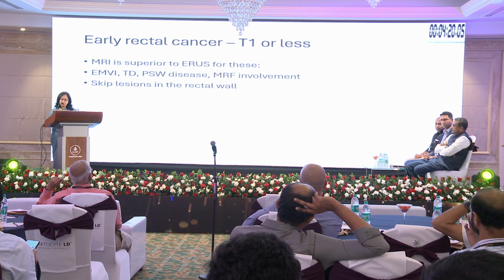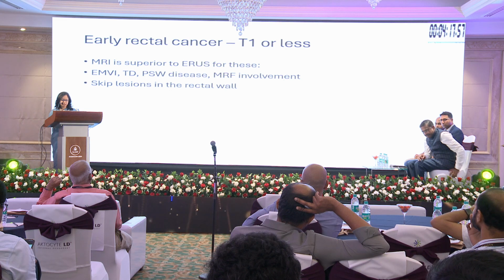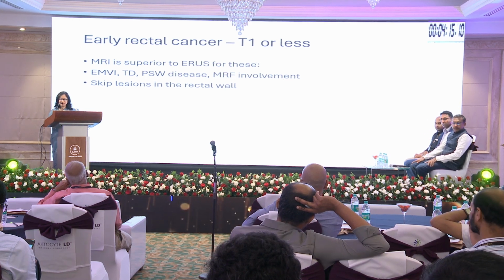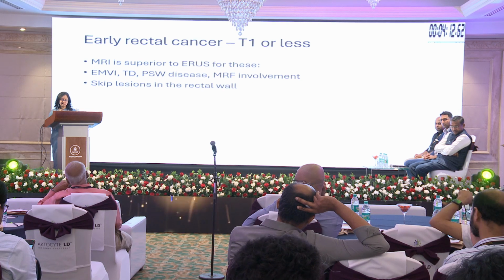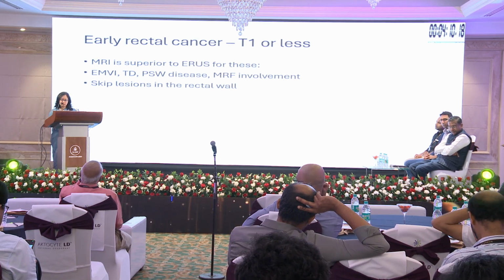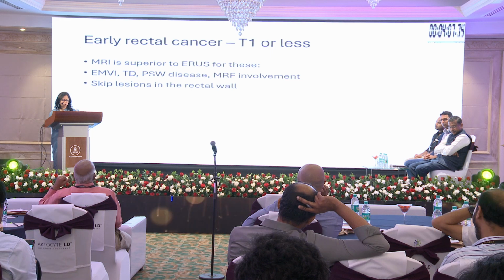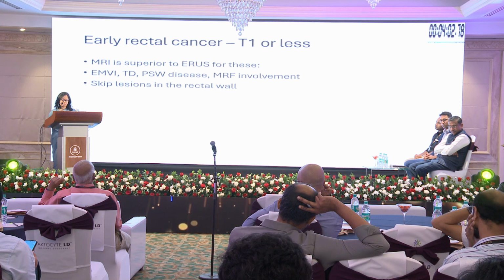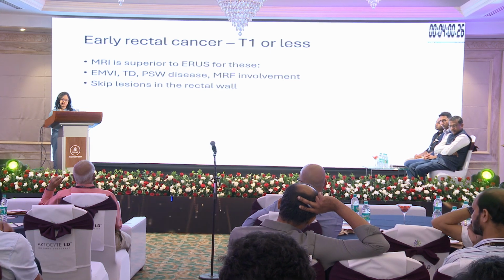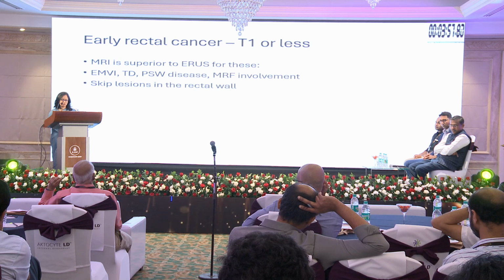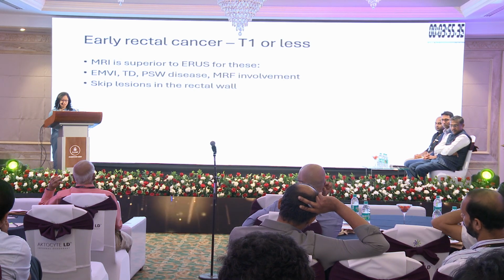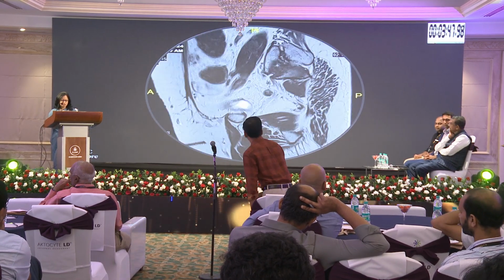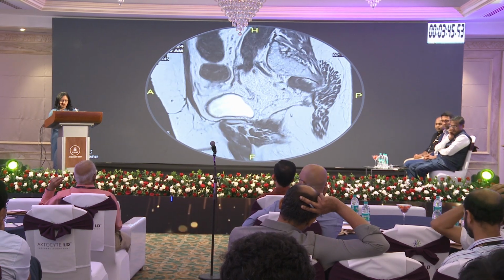MRI is definitely superior for picking up poor prognostic features like EMVI, tumor deposits, pelvic side wall disease, and mesorectal fascia involvement. Skip lesions are another challenge for radiologists, and they are easier to detect with MRI than ultrasound, because ultrasound as a modality is more prone to satisfaction of search. Because of that, again, MRI scores over endorectal ultrasound.